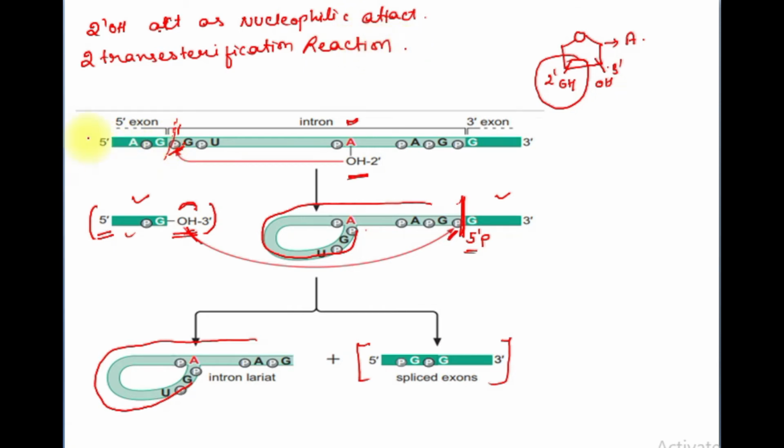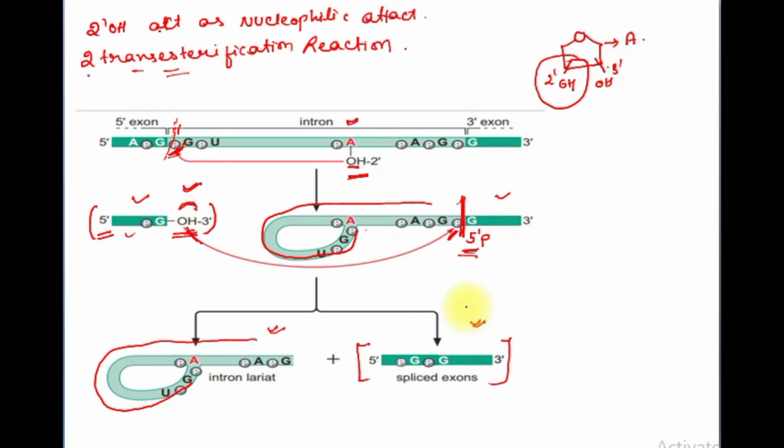Okay, so what are the two transesterification reactions? The nucleophilic attack which is performed is known as a transesterification reaction. The first transesterification reaction is when the 2' OH group of adenine, the branch point, makes a nucleophilic attack on the 5' splice site. The next transesterification reaction is when the 3' OH group makes a nucleophilic attack on the 3' splice site. So that we get a lariat-like intron and the separated exons.